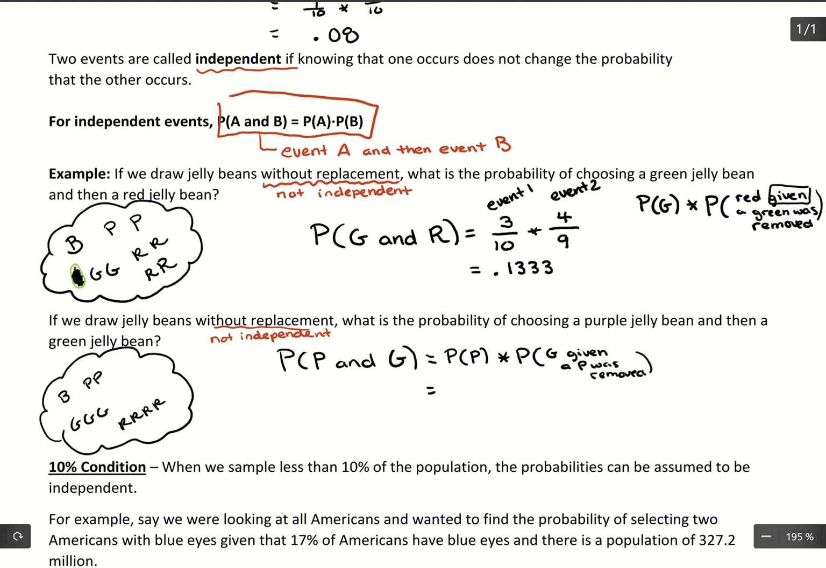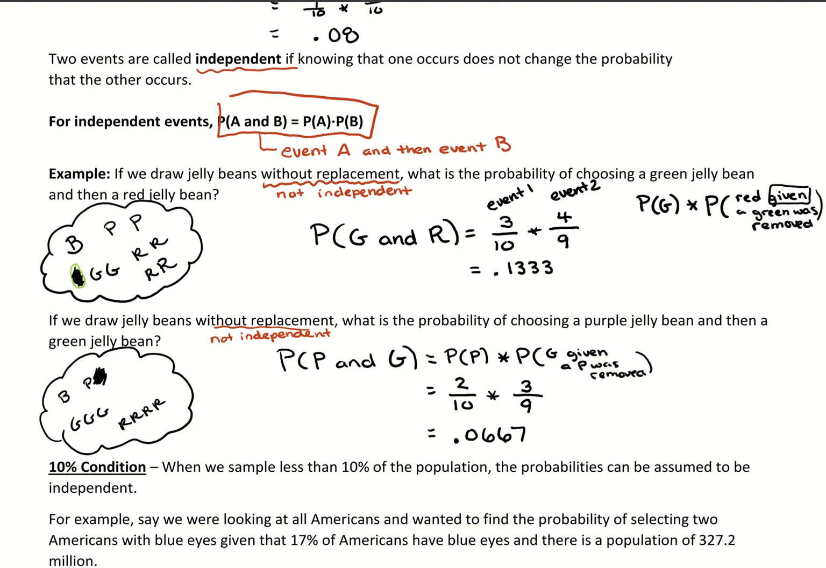So our first probability, take out one of the purple, which is a 2 out of 10 chance of that occurring. And then we'll just remove that one, times green. There are 3 green jelly beans out of the 9 remaining. So if we calculate this, it'll be 6 out of 90, which will be 0.0667. So a 6.67% chance of occurring.